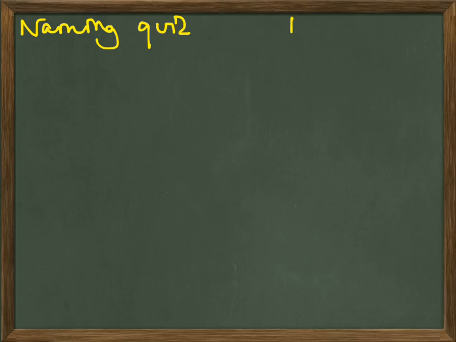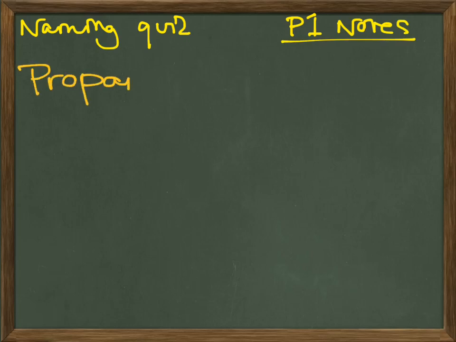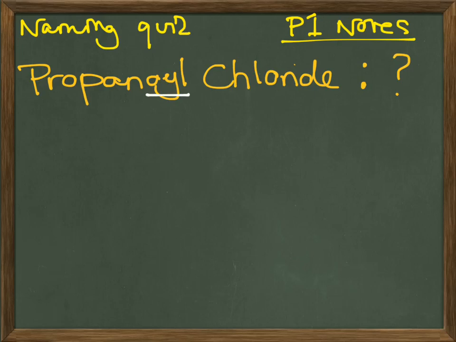So we'll just have a quick quiz, see if you can name. Some of these examples are on page 1 of your notes, so you might want to fill those in now. Okay, propanoyl chloride. I'd like you to have a go at drawing the displayed and skeletal formulae for propanoyl chloride. Also do the structural formula as well. So pause the video now, draw them in your notes.